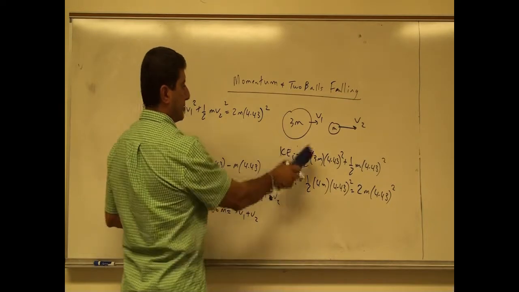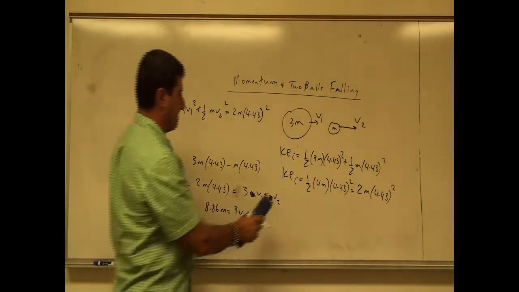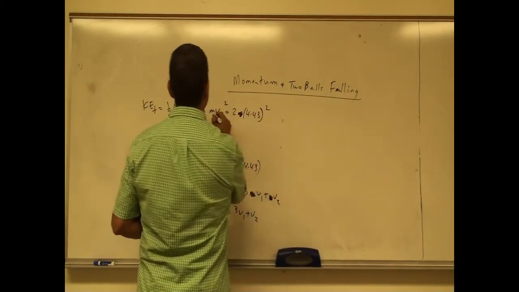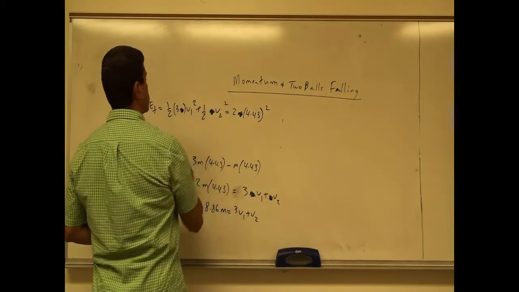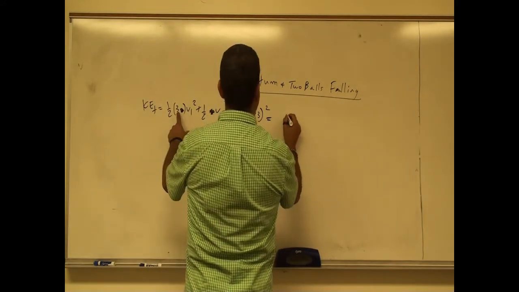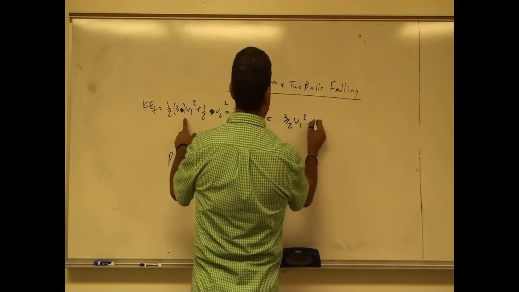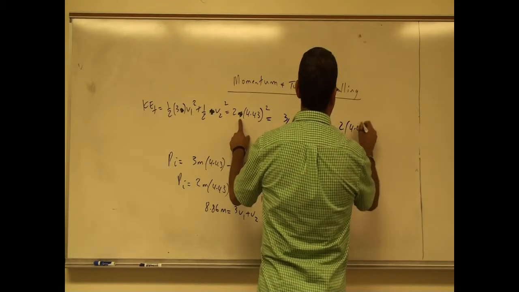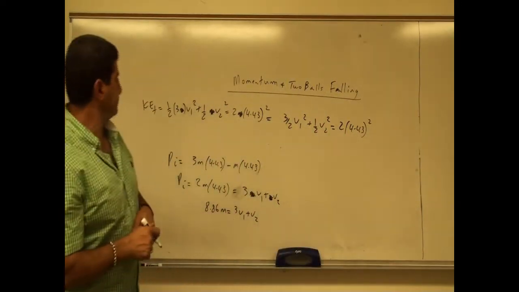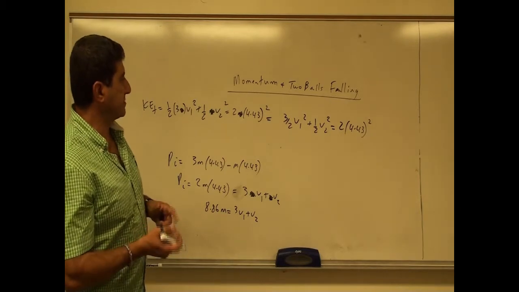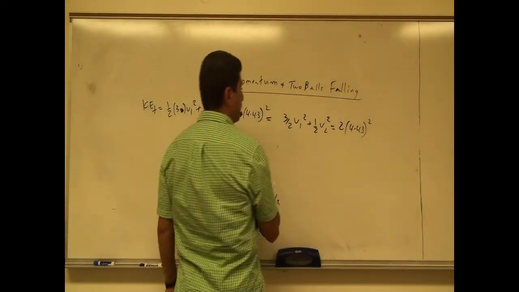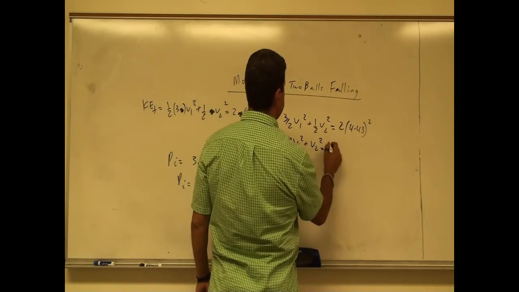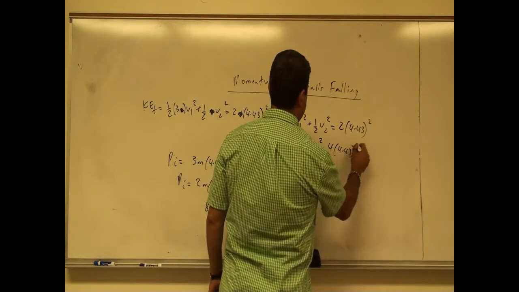Okay? So then I'm going to erase these so that I could do my calculations. So then the m's cancel. So then I have here 3 halves v1 squared plus half v2 squared is equal to 2 times 4.43 squared. And you could just simplify it by multiplying everything by 2: 3v1 squared plus v2 squared is equal to 4 times 4.43 squared.